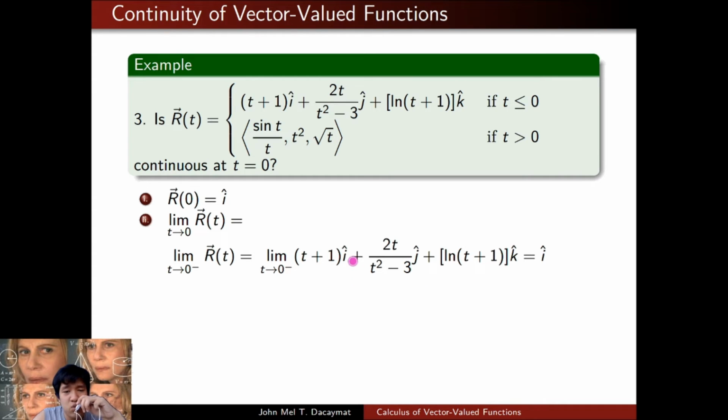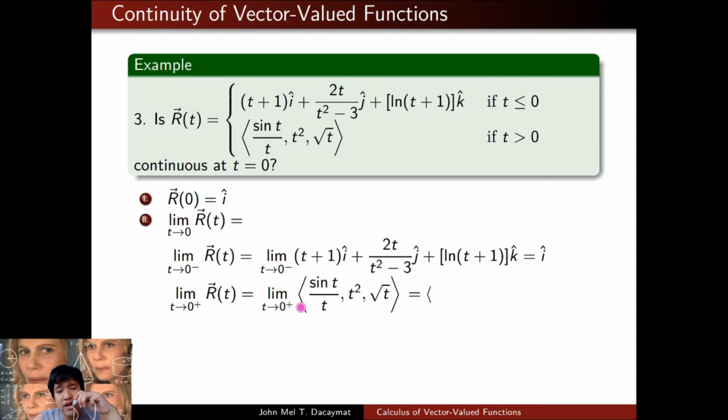No? So, first one, pag pinlagay mo si 0, wala magiging problema. Second one, you get 0 over negative 3. So 0 lang yun, and then third one is just ln 1. So I hat yung limit niya. Now, so far so good. We have to check the right-hand limit. Limit as t approaches 0 from the right. Of course, we use this one.